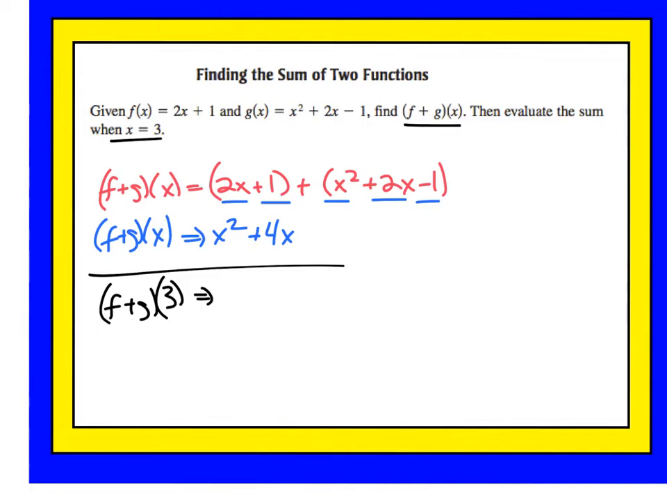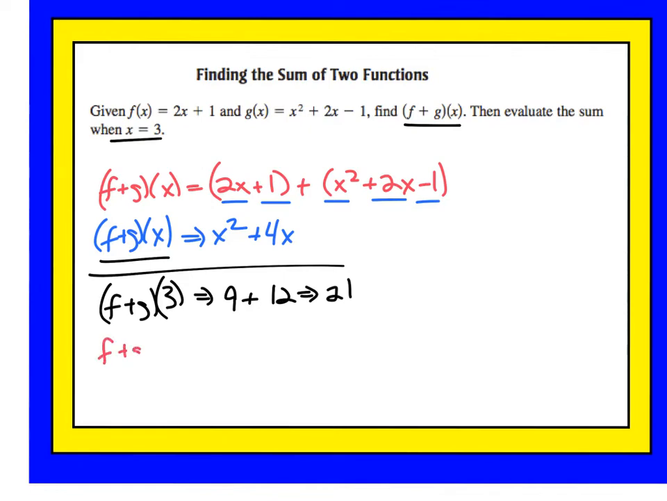So then I have 3 squared, which we call 9, plus 4 times 3, which we're going to call 12. I add them together and I end up with 21. All right, good. So that's one way to Tampa. I already had f plus g of x, so all I did was substitute in 3. But I'm going to show you a different way.